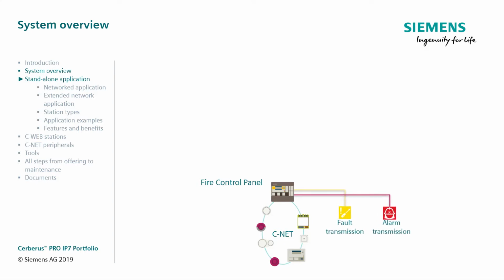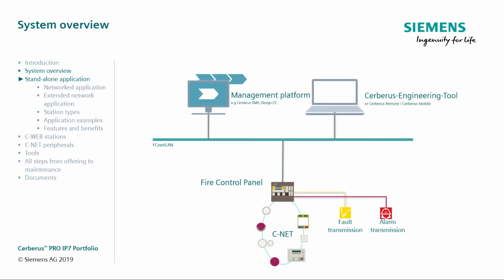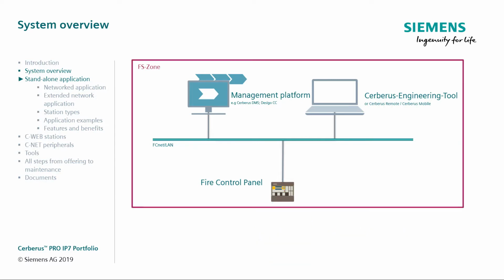The fire control panel has monitored and non-monitored outputs for remote transmission, so it can transmit fire alarms and faults. The fire control panel provides an access point for software tools. This access point can be used for remote servicing, commissioning, or for connecting to a management station. All network devices across the fire system network are connected to a dedicated Ethernet network, which is the protected FS zone.